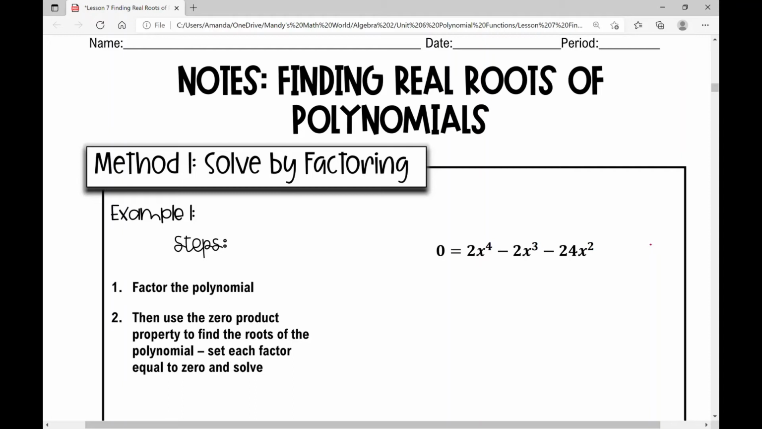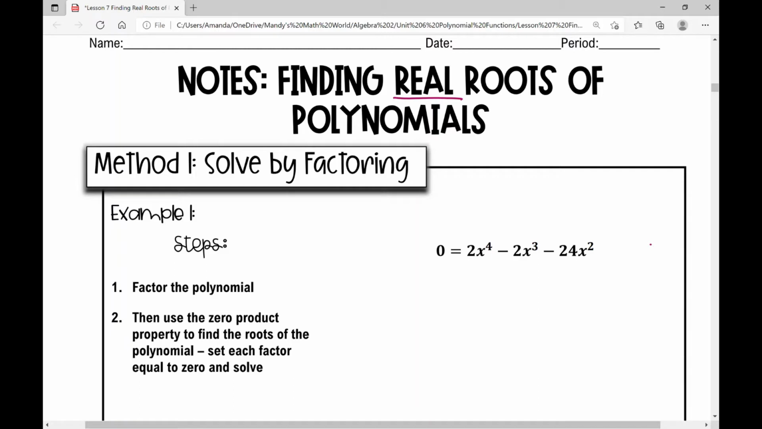This lesson is over finding real roots of polynomials. So these are where the function really crosses the x-axis. These are the real roots of polynomials. And the first method that I'm going to talk about is when you can solve by factoring.